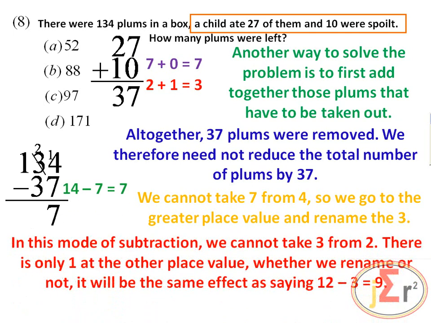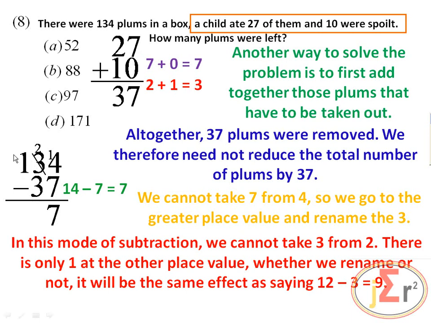In this mode of subtraction, we cannot take 3 from 2. There is only 1 at the other place value. Whether we rename or not, it will be the same effect as saying 12 minus 3 is equal to 9. Because the last digit to be subtracted is this 3. There's nothing else. And we have a 2 here and a 1 there. So we may say 3 from 12, and that is equal to 9.